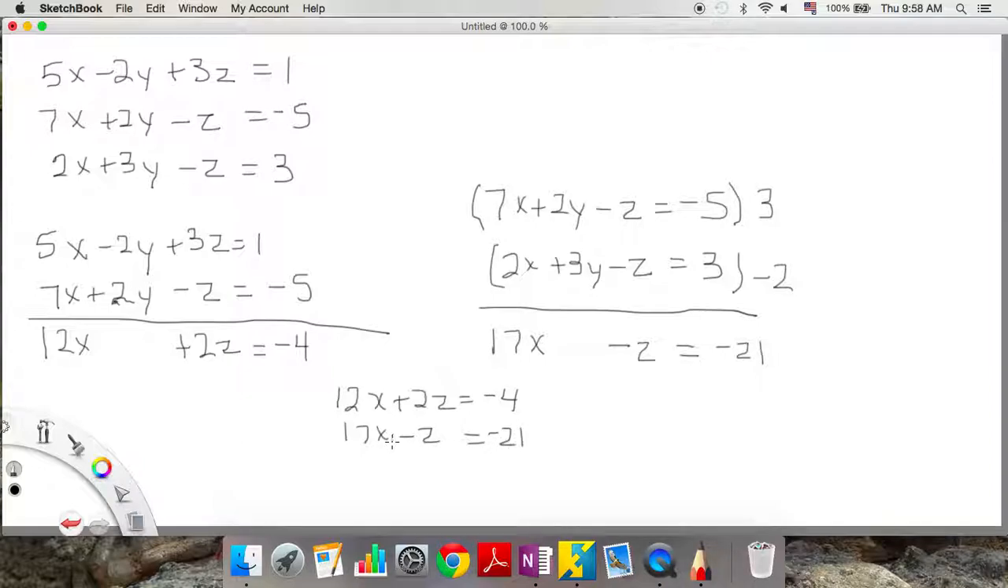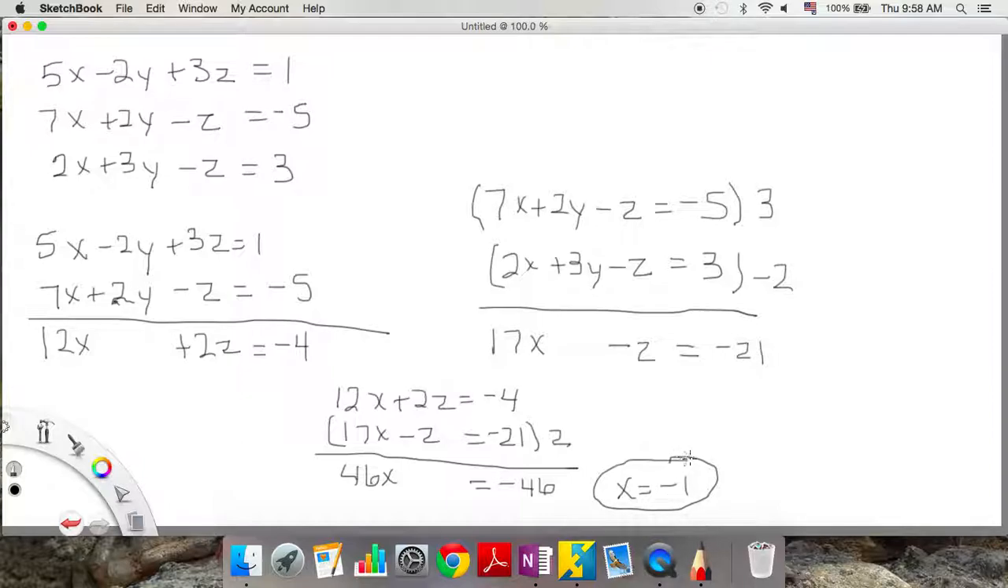Now, here we've got this plus 2z and minus z. So I can eliminate again by multiplying this one through by 2. So I have 12 plus 34, which is 46x. And then I have 2z minus 2z, which is 0, which is what I wanted. Then I have negative 4 minus 42, so that's negative 46. So divide by 46, and I get x equals negative 1. So there's one of them.